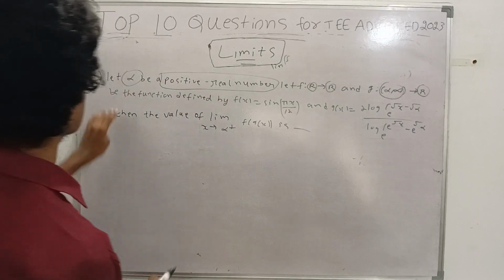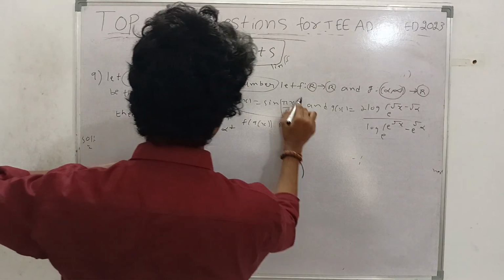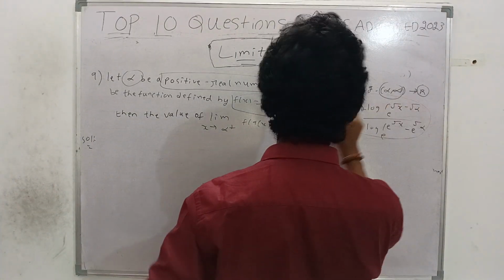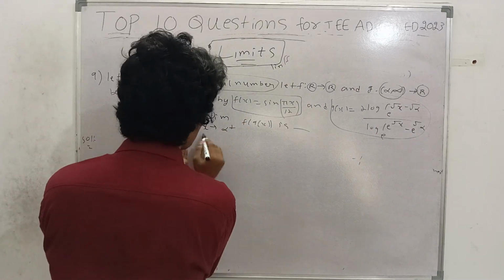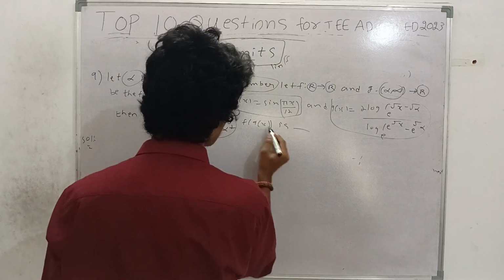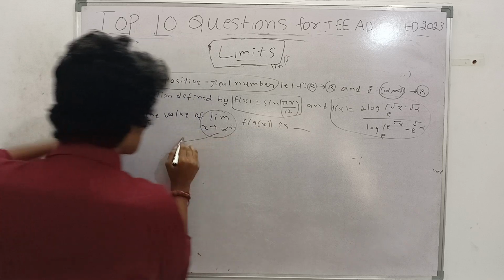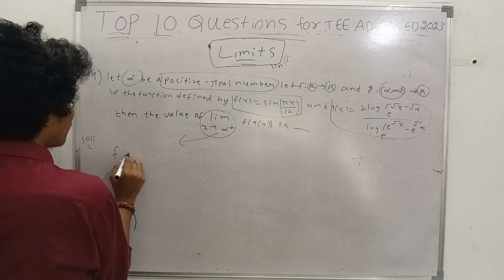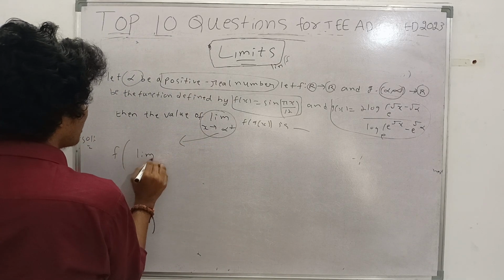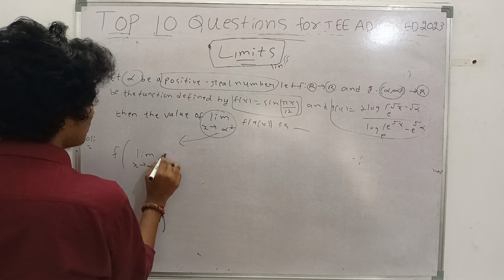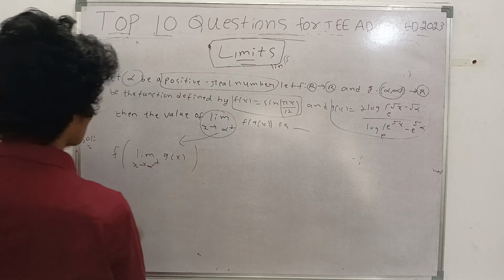These two functions are defined like this. Let f and g be the functions defined by f of x is this and g of x is this. Now what they are asking is the value of limit x tending to alpha plus of f of g of x. So what I can do is simply write f of limit x tending to alpha plus of g of x.